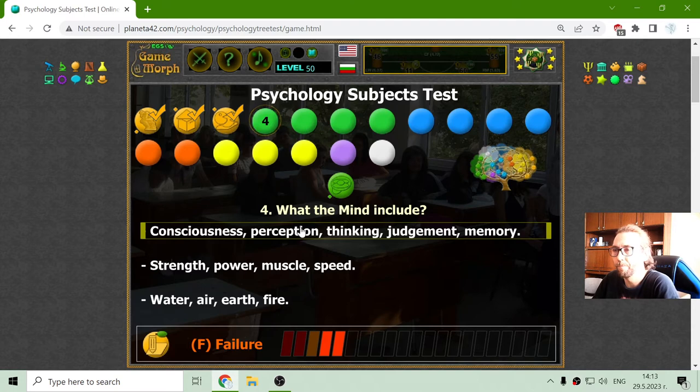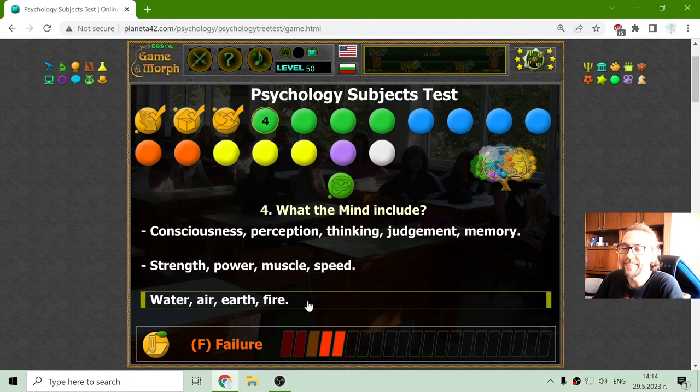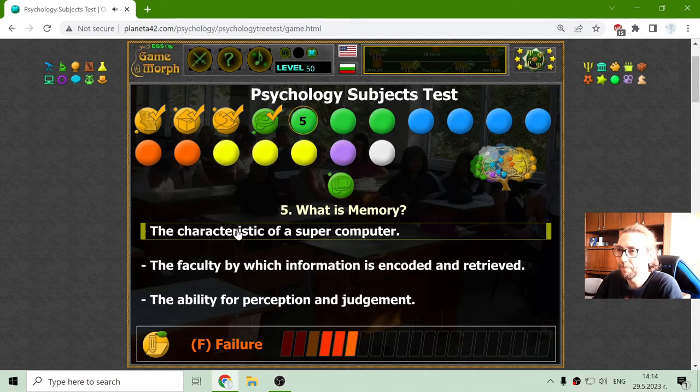Question 4. What the mind includes, the mind. Is this consciousness, perception, thinking, judgment and memory? Is this strength, power, muscle and speed? And is it water, air, earth and fire? Okay, that should be the first one.